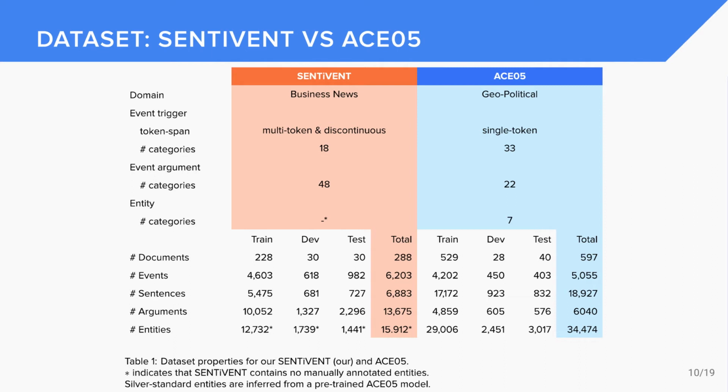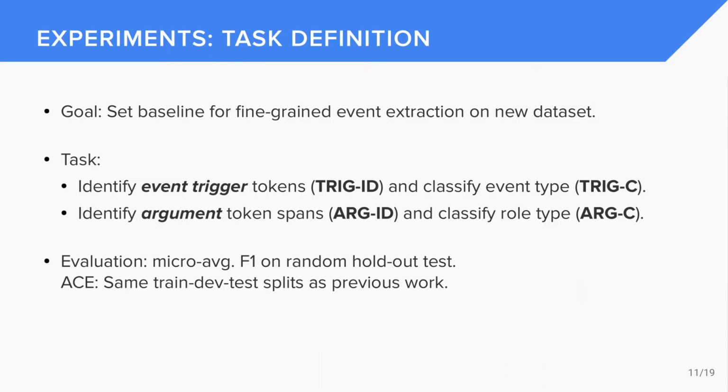Another significant difference is in trigger token span annotations. For ACE, triggers are all single token. We allow multi-token and discontinuous token spans. As a matter of fact, 42% of our triggers are multi-word triggers.